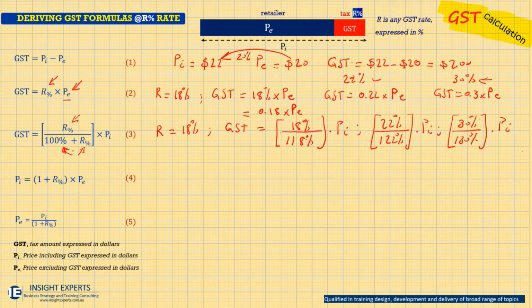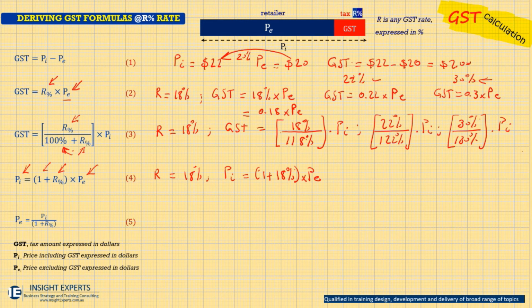Now moving on to equation number 4, which describes the relationship between the price before and after tax at any given GST rate. It states the following: to calculate the price including GST when the price excluding GST is given, you simply take the rate, whatever the rate is in percentages, and you add 1 to it. So let's take an example. If R equals 18%, then my price after tax is equal to 1 plus 18% multiplied by the price before tax.